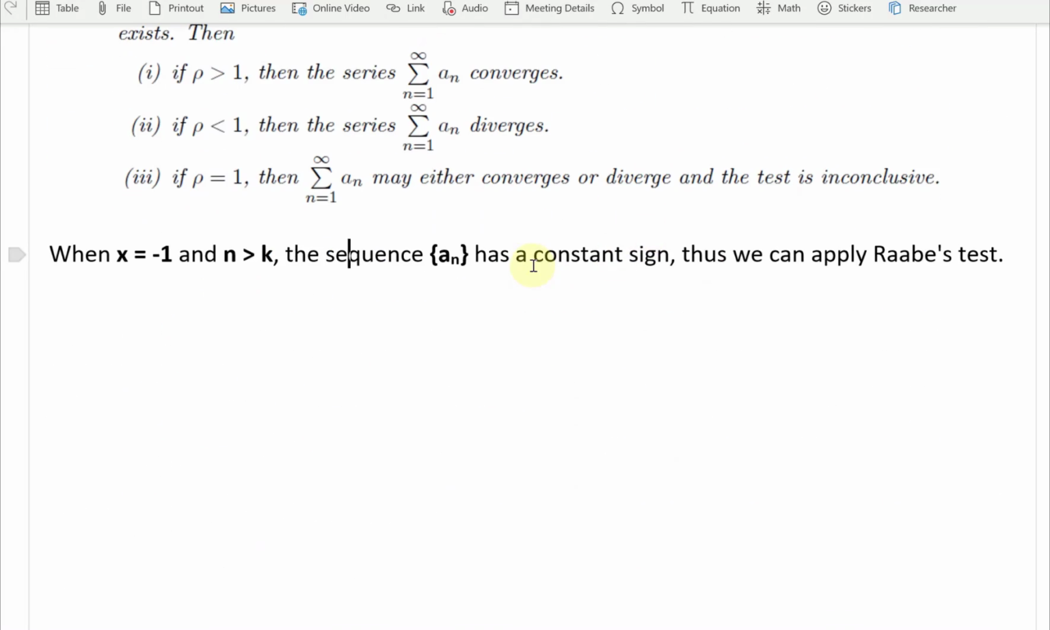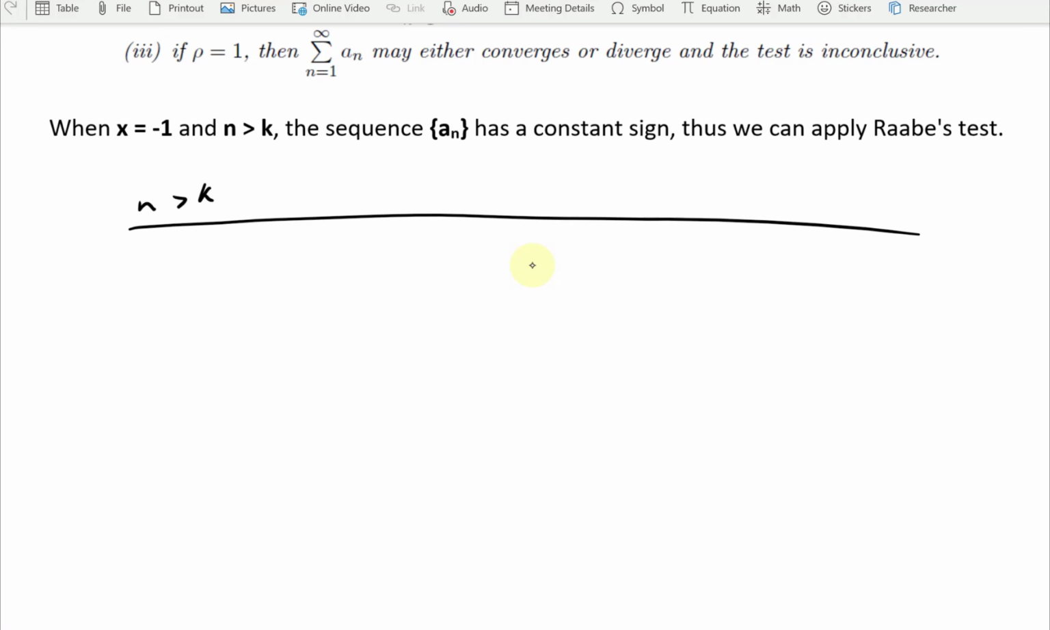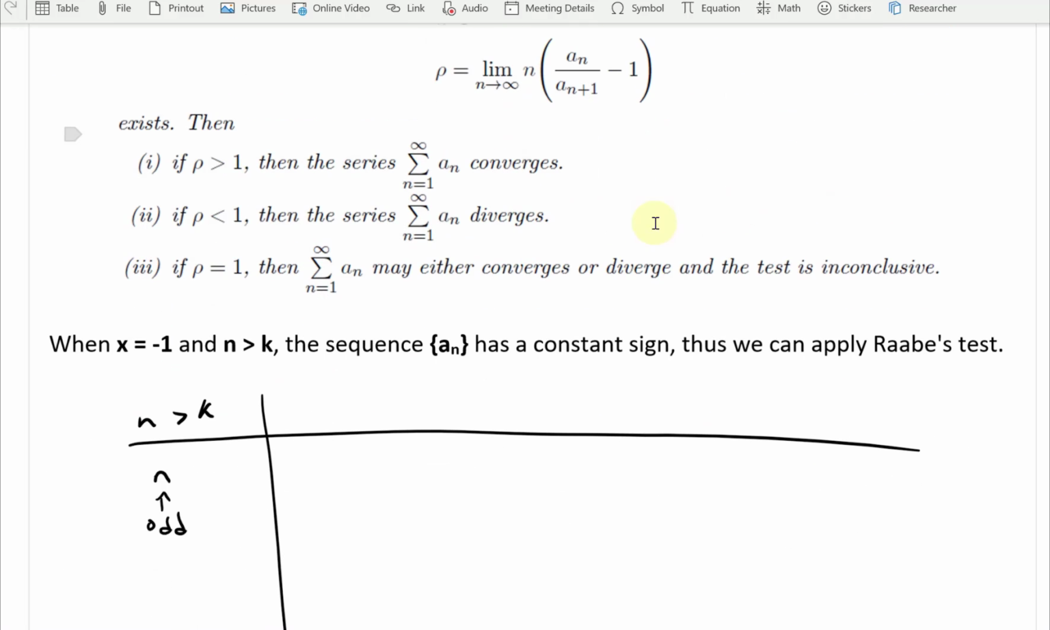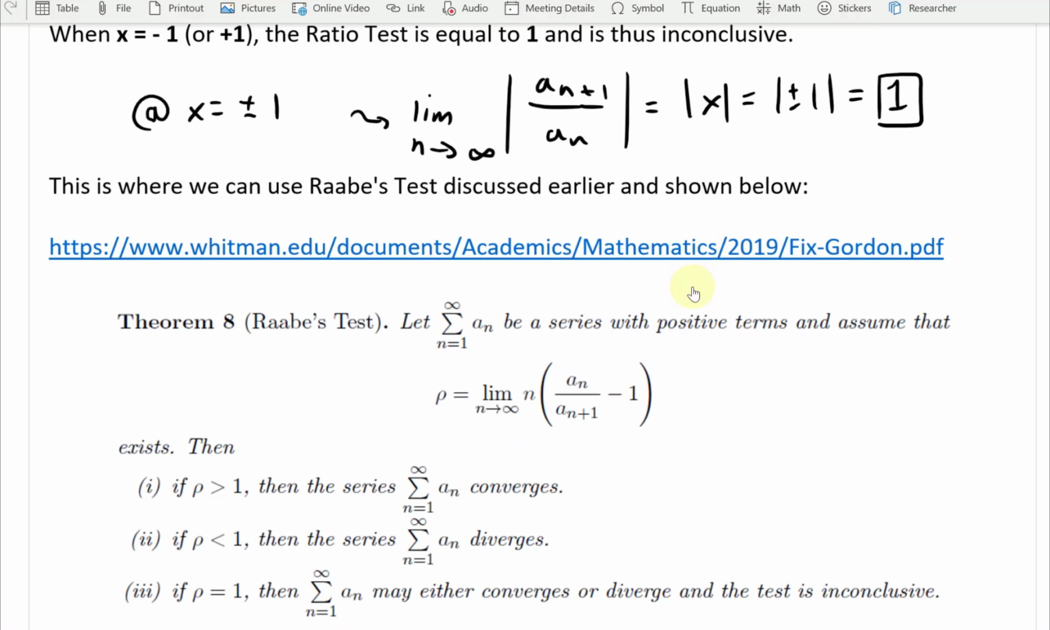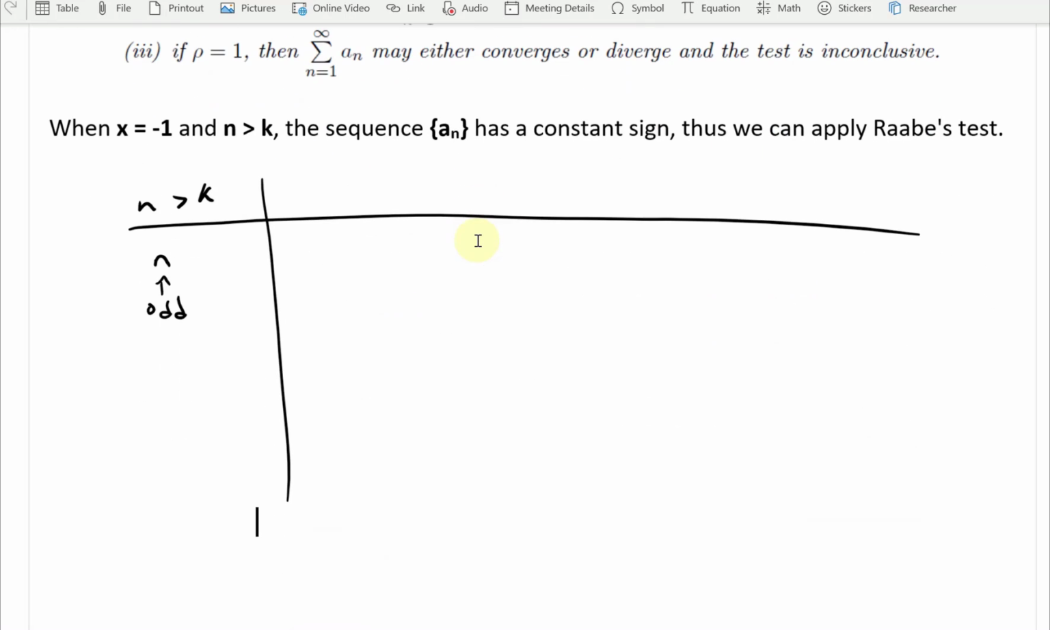Let's look at this right here, so let's make a table. For n greater than k, I'm going to write n, and let's say it's odd. Remember, the test is for positive terms, but all that matters is that it's a constant sign. If it's all negatives, it's fine, because you could factor out a negative to get all positive terms.